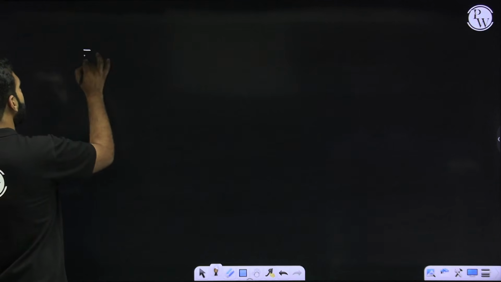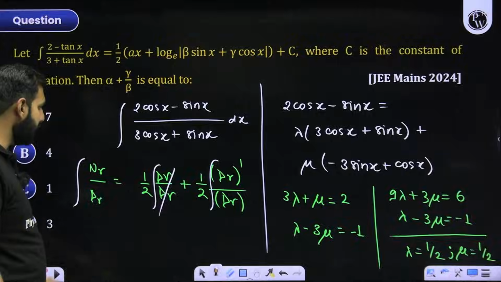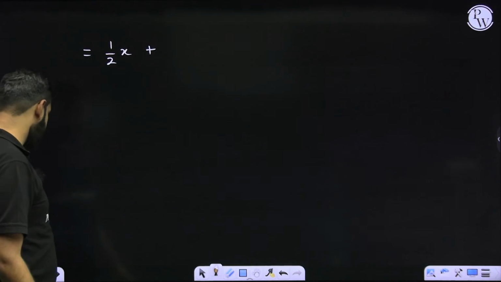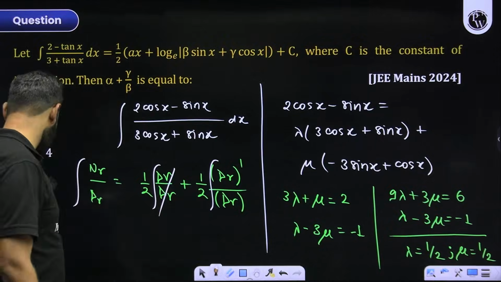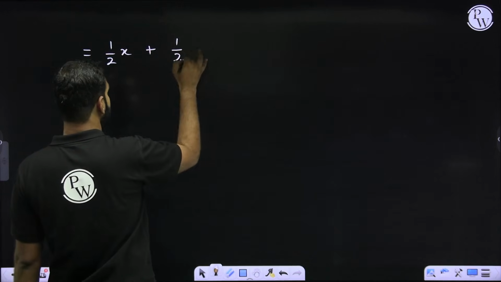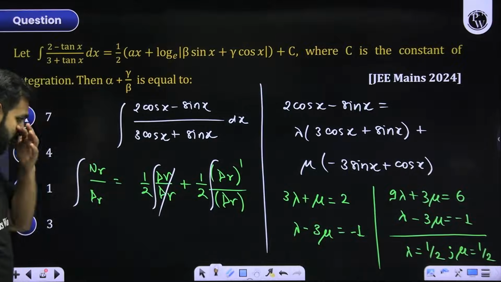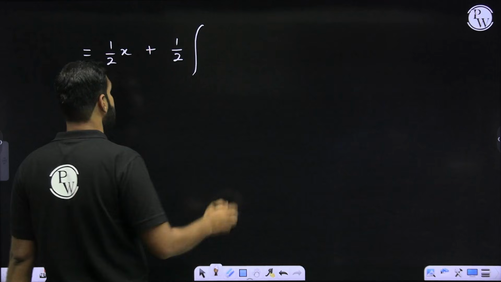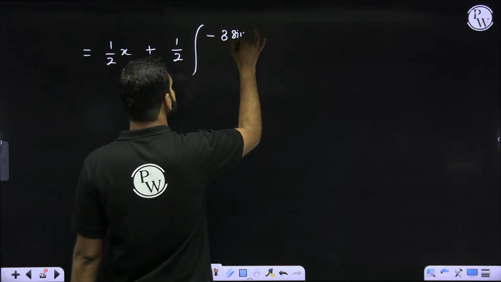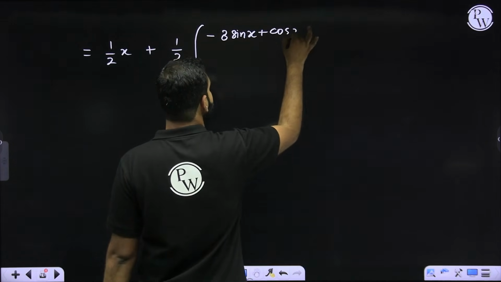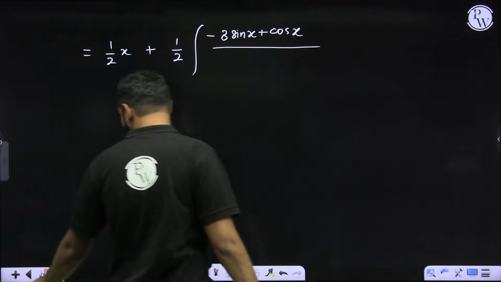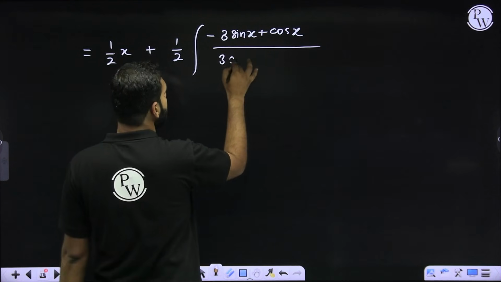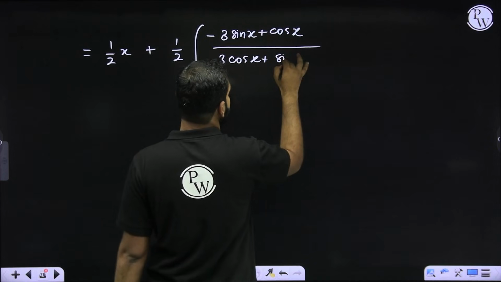Our question will now look like 1 by 2 integration of 1, which is x. So this should be x plus half of integration of the derivative of the denominator, minus 3 sin x plus cos x. Although you should be able to understand this at this stage, if you are not able to, I'll show it very clearly. And the denominator is 3 cos x plus sin x dx.